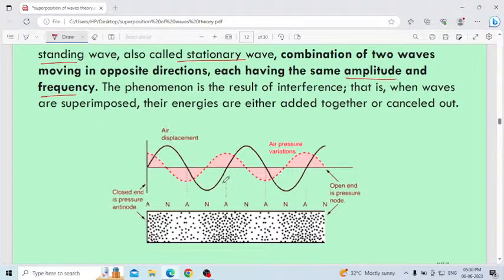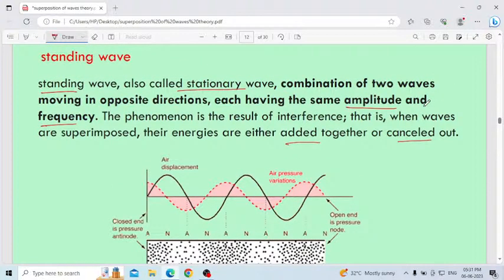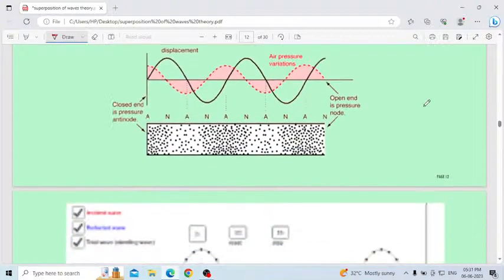Consider one wave moving in this direction, another wave moving in this direction, both get superimposed. Then you will get a standing wave or a stationary wave. The phenomenon is the result of interference, that is, when waves are superimposed, their energies are either added together or cancel out. Sometimes the energy may add together, sometimes it may cancel out.